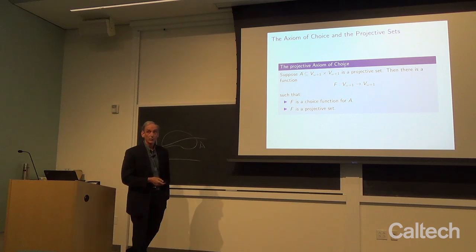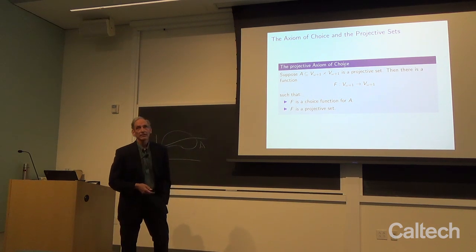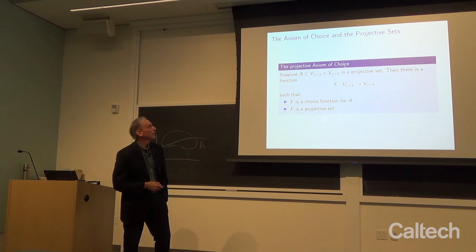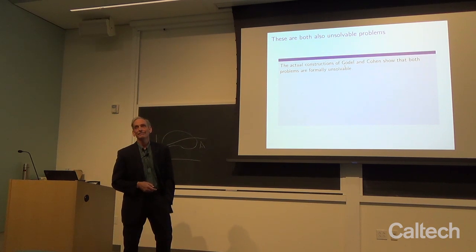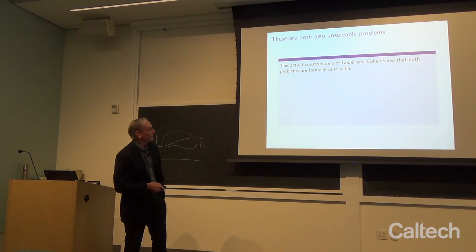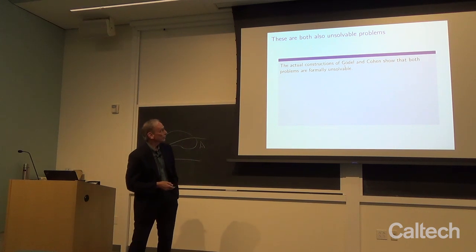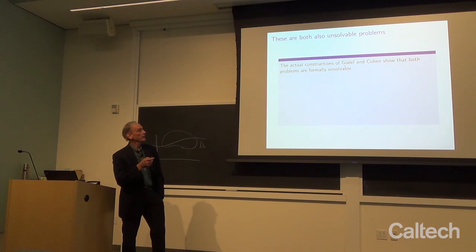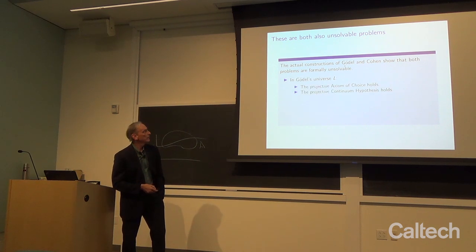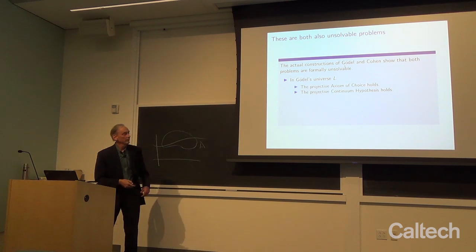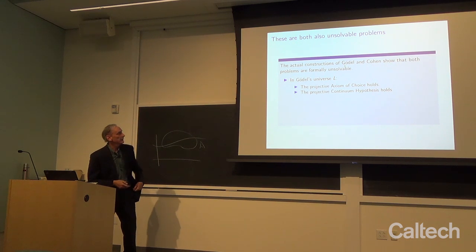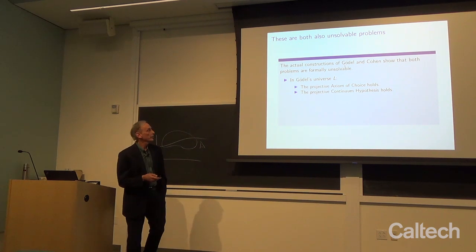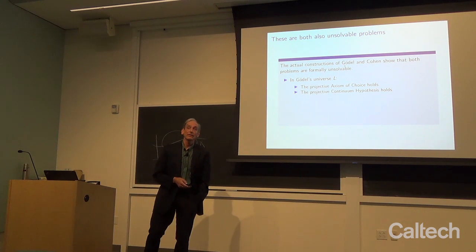They did. These were investigated in a slightly different guise in the early 1900s. They're both unsolvable. In fact, in an amusing coincidence, if you look at the actual constructions of Gödel and Cohen that showed that the continuum hypothesis was unsolvable, they show these are too. In Gödel's universe L, that's how he showed that the continuum hypothesis was consistent, the projective axiom of choice holds and the projective continuum hypothesis holds. So you're not going to refute either of these from the ZFC axioms.